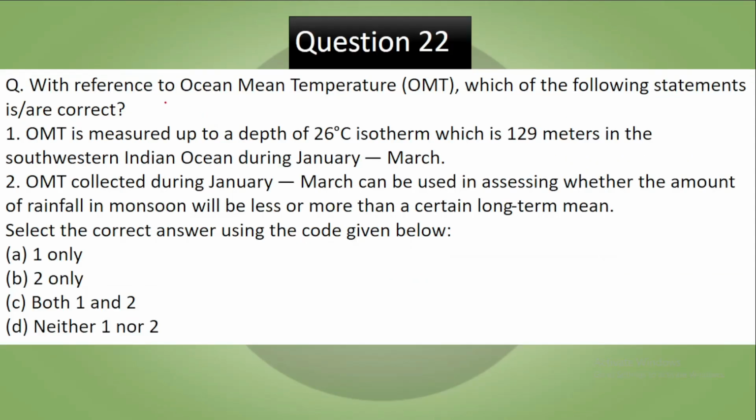With reference to the ocean mean temperature, which of the following statements is correct? Ocean mean temperature is measured up to a depth of 26 degree isotherm, which is 129 meters in the southwest Indian Ocean during the January-March. Ocean mean temperature collected during the January-March can be used in assessing whether the amount of the rainfall in the monsoons will be less or more than a certain long-term mean. Select the correct answer using the code given below. Pause the video, try to answer. Now let's see the answer.